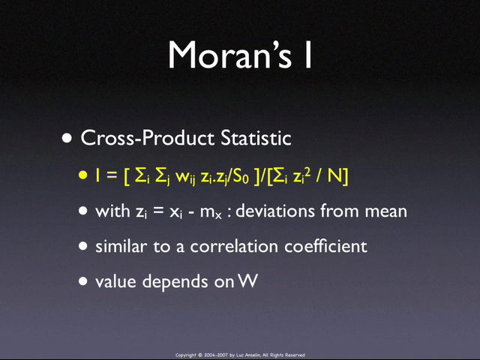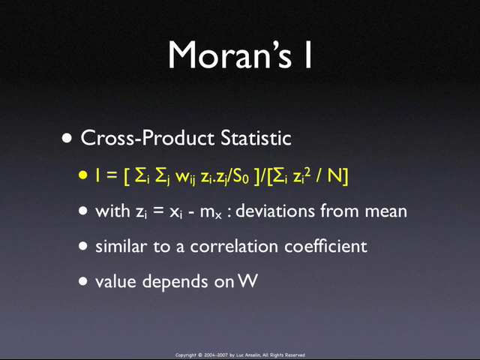Now, to get around this problem, remember I said the gamma statistic is scale dependent. If we multiply big numbers together, we get really big numbers. To get rid of that, we rescale the variable and we center it on its mean. So these z's are the deviations from the mean of the original variable. Say the original variable is x of i, then z of i is x of i less the mean of x. So the numerator is the weighted cross product of these deviations from the mean.